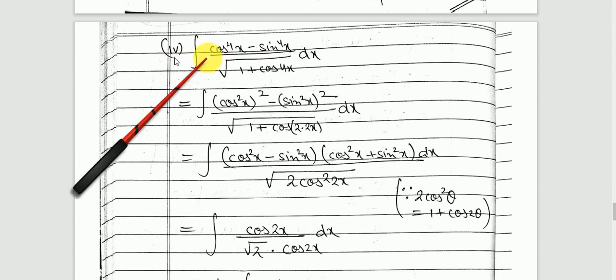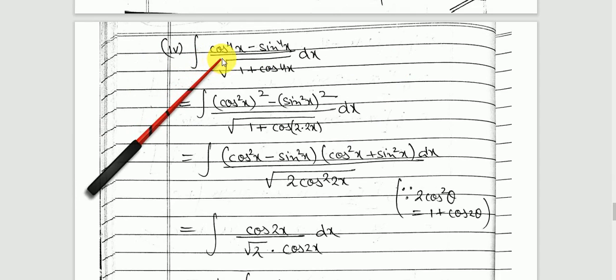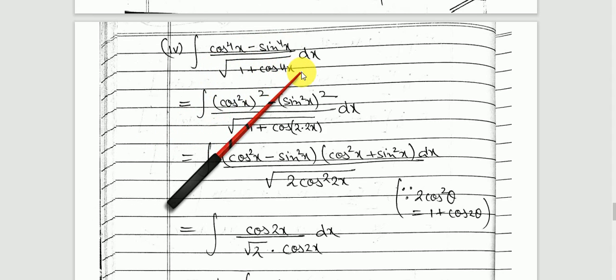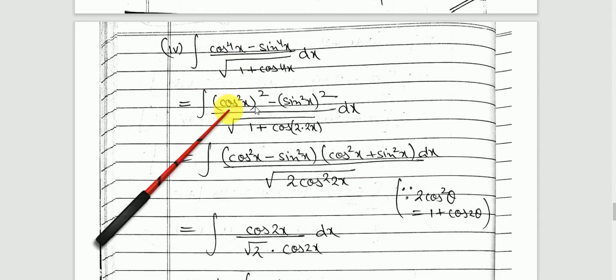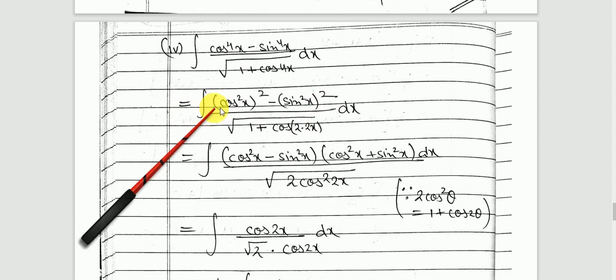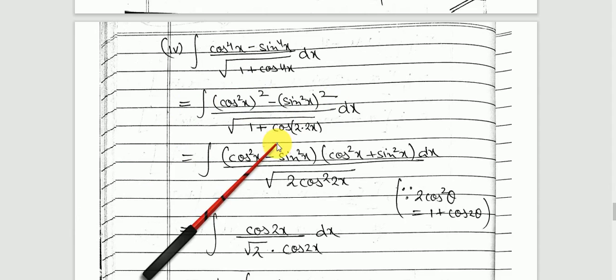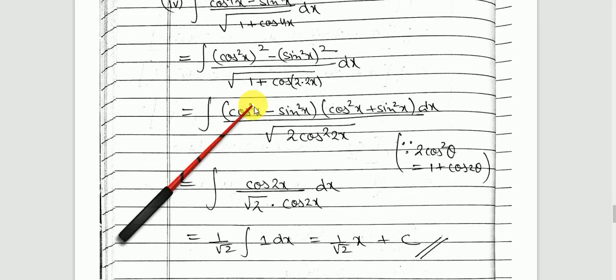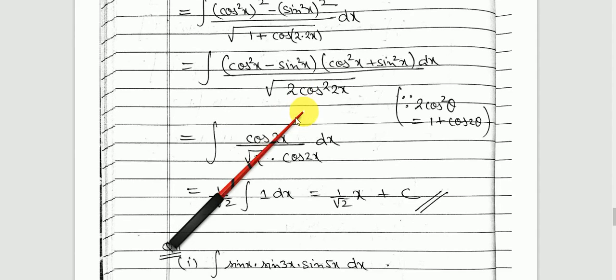Okay, this question 4, you have to integrate cos to the power 4x minus sin to the power 4x upon square root of 1 plus cos 4x. So the numerator can be written as this. Here it is like a squared minus b squared, so this can be written this way. But cos square x plus sin square x is what? 1. So you are left with cos square x minus sin square x, which is nothing but cos 2x.